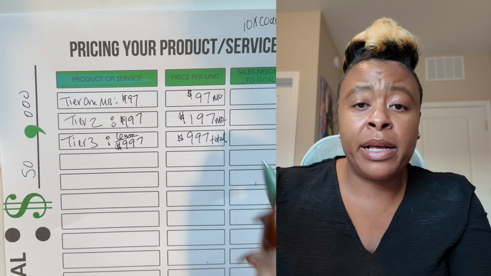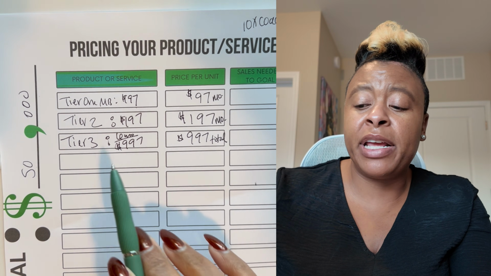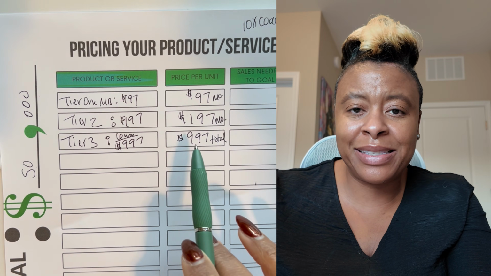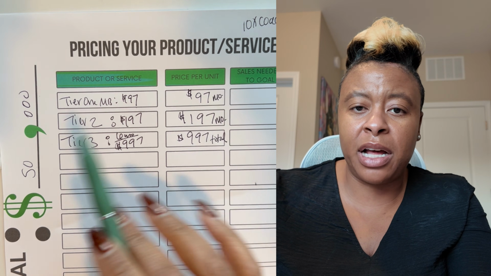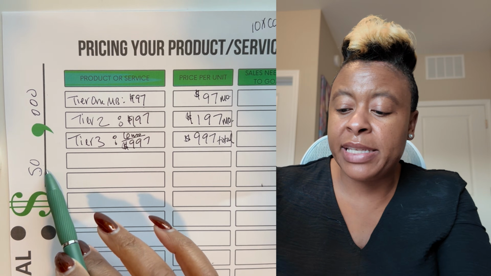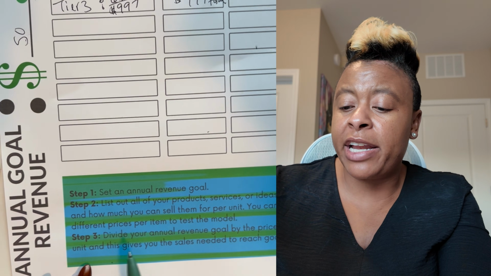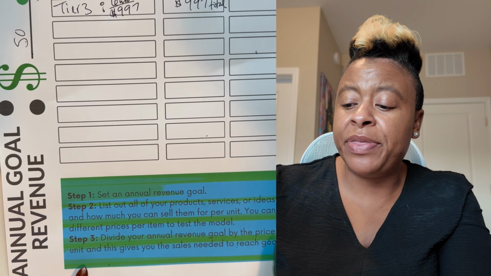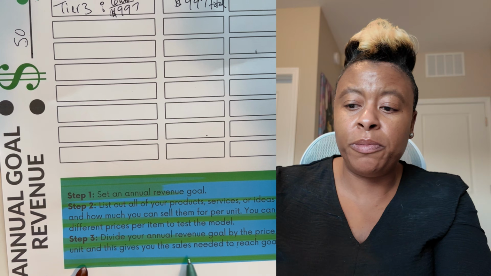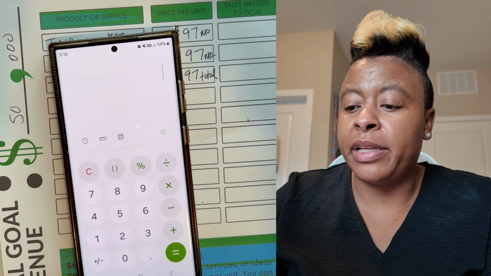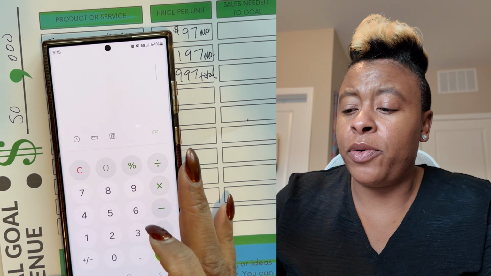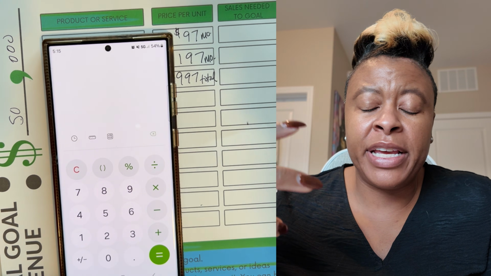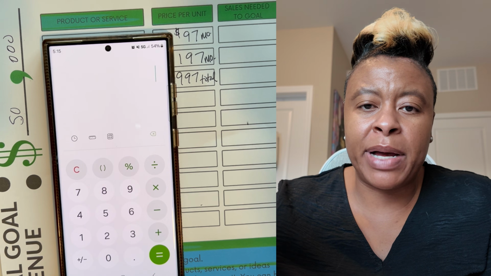So now the part is how many of these can I sell and how many of these do I need to sell in order to get to this $50,000 annual revenue mark? So step 3 says divide your annual revenue, what I want, $50,000, by the price per unit. And this gives you the sales needed to reach that goal. Okay, so I'm going to pull out my calculator and it says for $97 per month, how many of these do I need to sell? What target am I looking for?